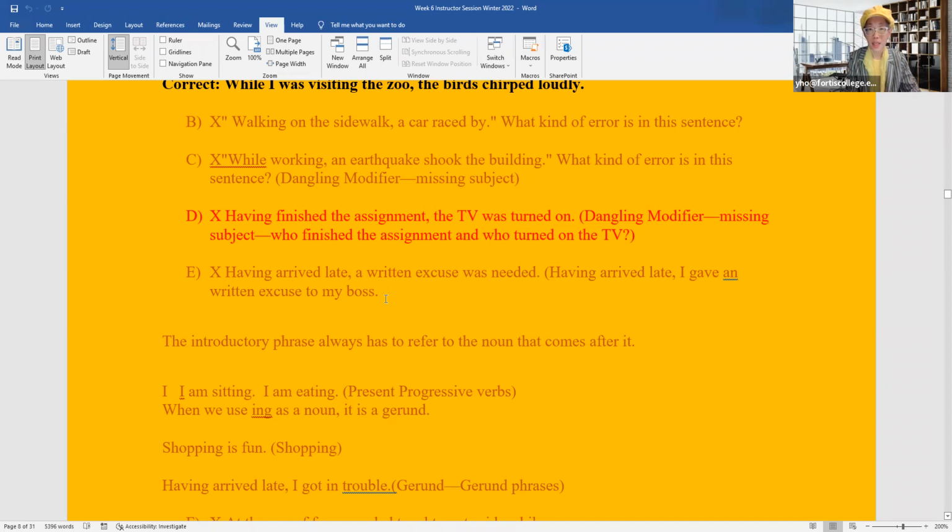Having arrived late, a written excuse was needed. Once again, the piece of paper, the written excuse, grew arms and arrived late somewhere? No, so it should be, having arrived late, I needed a written excuse, or I gave a written excuse to my boss. And so that's also a dangling modifier mistake.